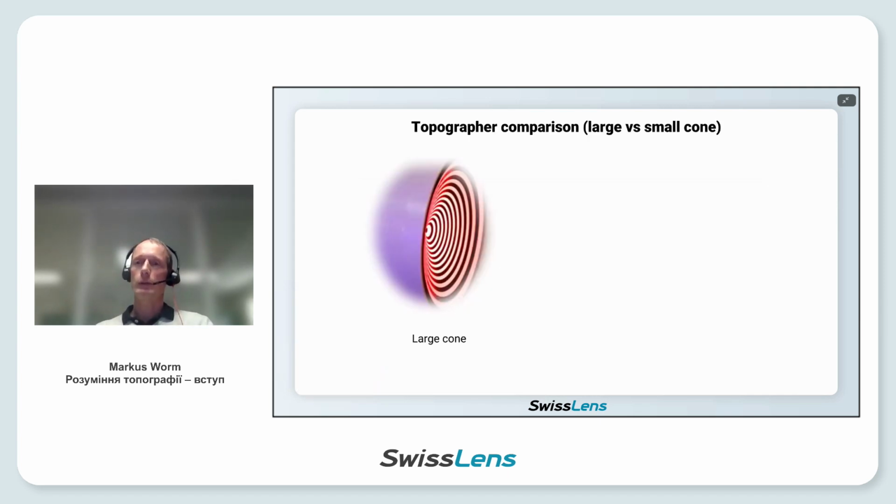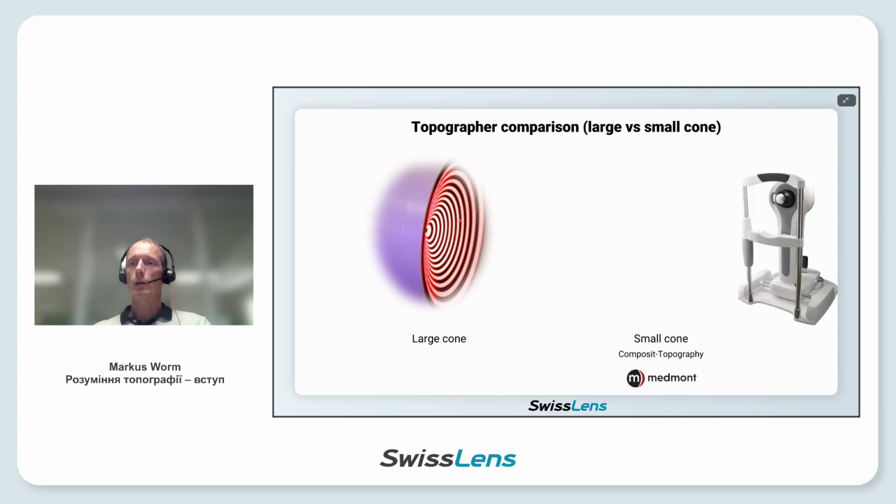Another important point about the quality of topography, apart from the tear film, is the type of construction of the topographer. Now I'd like to compare two different topographers that exist on the market. One with a large cone for measurement, you see it here, and on the right side, the Medmont Meridia with a small cone for the measurement.